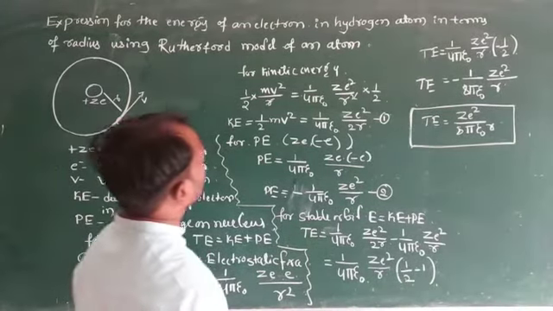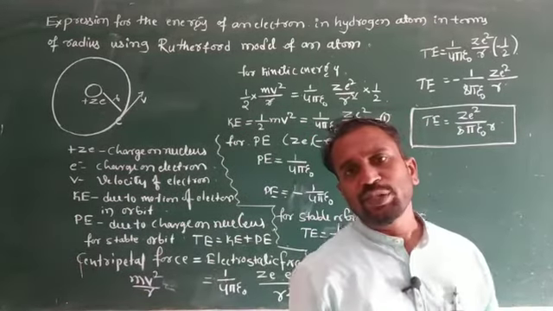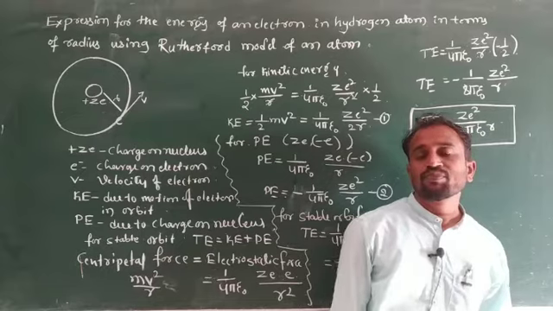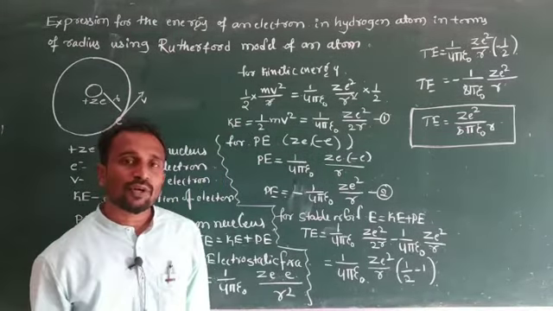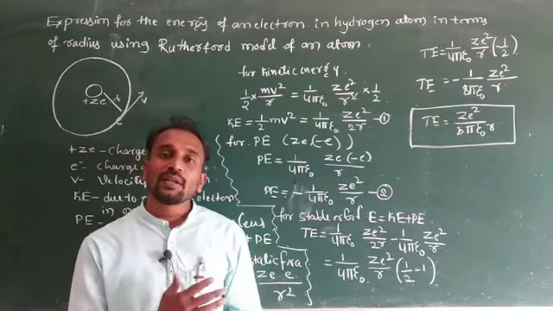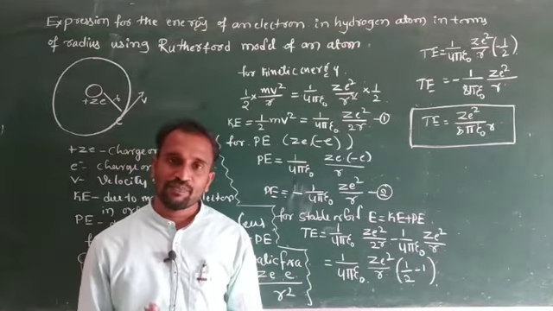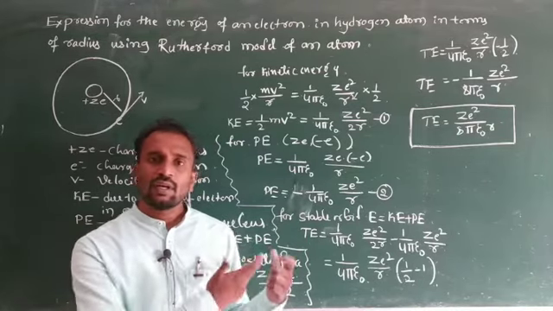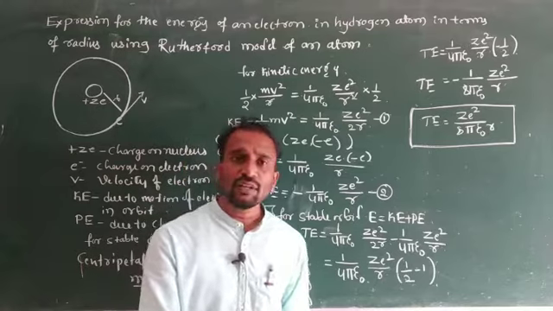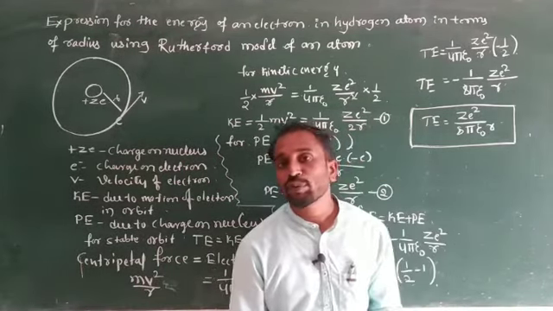So in the Rutherford atomic model you already know that. Next, the merits and demerits of the Rutherford atomic model. The first merit we consider is that it could explain the large angle of alpha scattering.